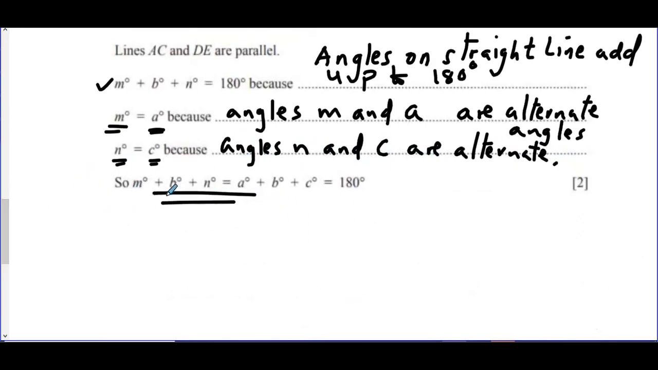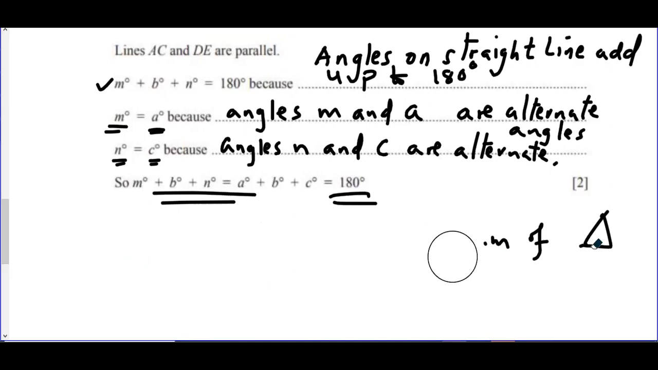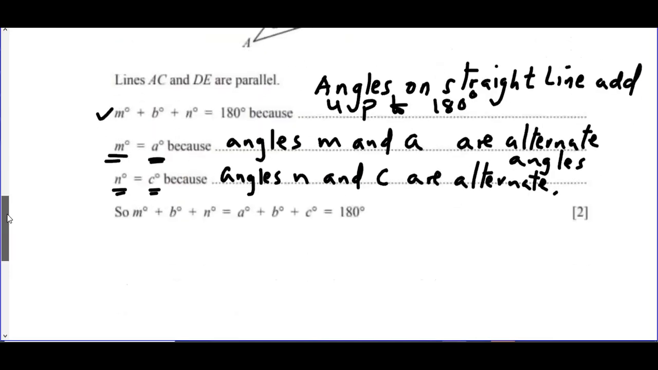So this is the conclusion that M plus B plus N equals A plus B plus C, and this is the proof that angles in a triangle add up to 180 degrees. So we say that this is the proof of the angle sum of a triangle. But anyway, you don't have to write this, only give the reasons as I have shown there. Okay, I hope that is clear.